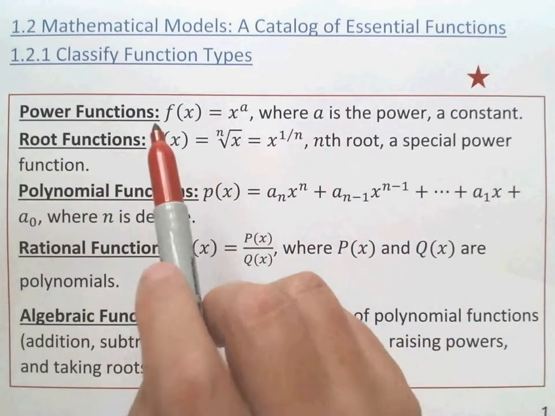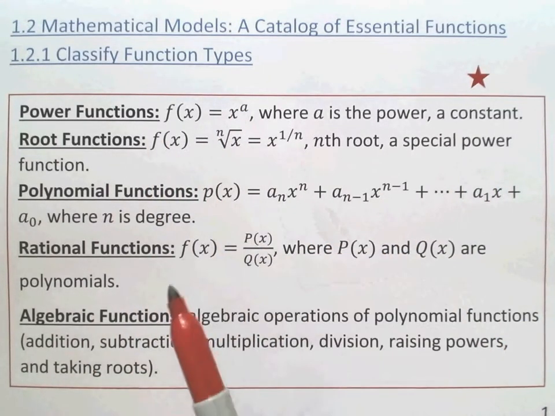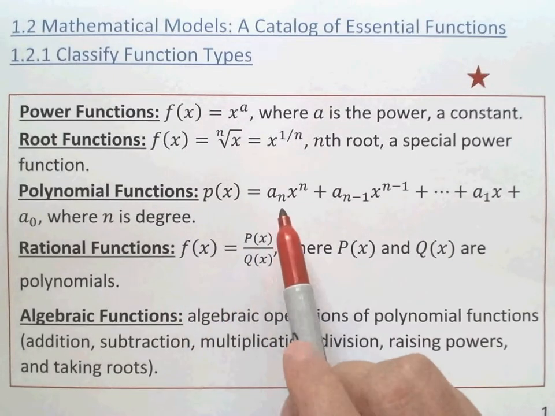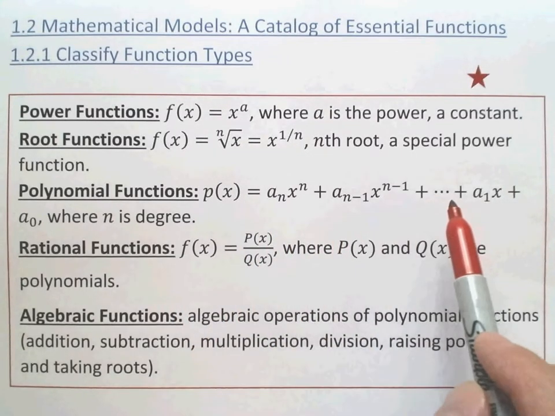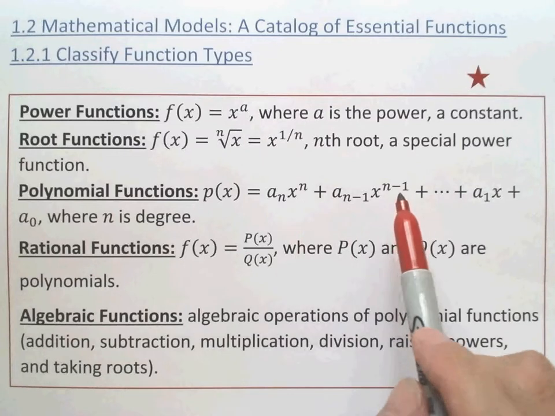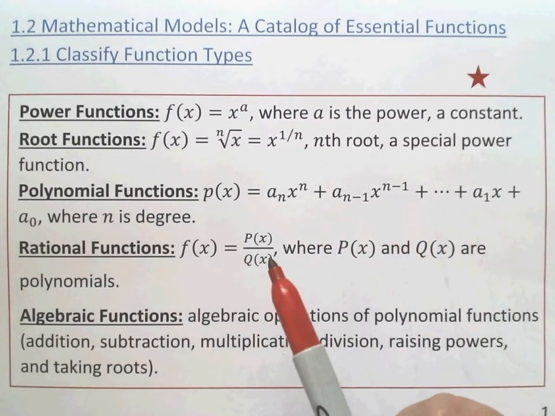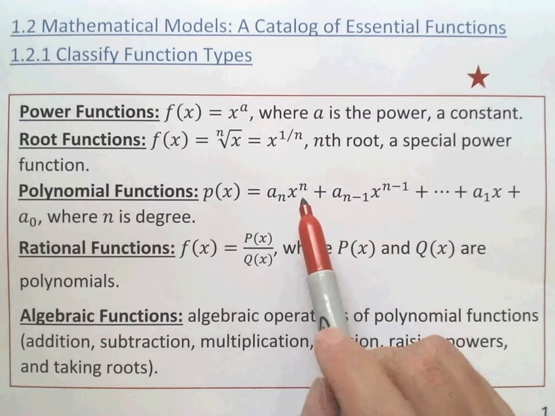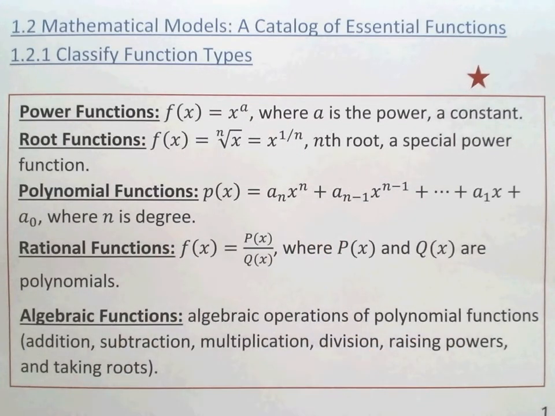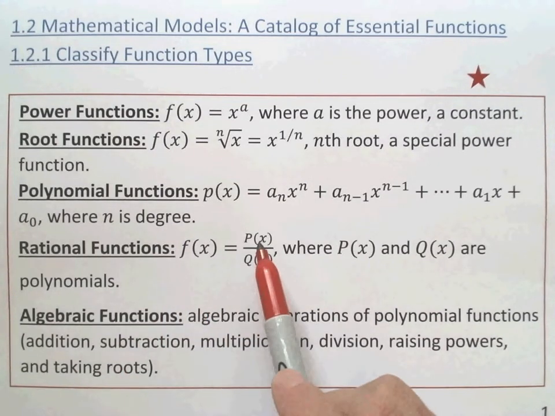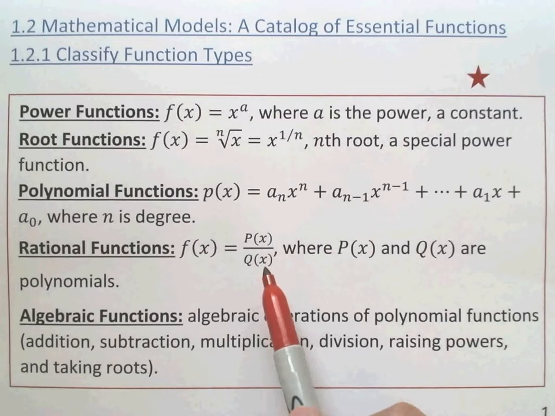Okay, and the polynomial function is like this: x^n, x^(n-1), these are power functions. So a polynomial is a linear combination of power functions, and the highest power n, we call the degree. And another type we call the rational function, a polynomial divided by another polynomial. We call that the rational function.